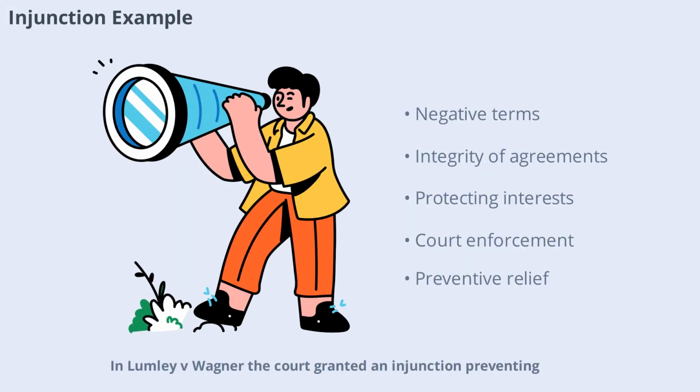In Lumley v. Wagner, the court granted an injunction preventing an opera singer from performing elsewhere, enforcing the negative terms of her contract. This remedy ensures that parties cannot act against their contractual promises, maintaining the integrity of agreements and protecting the interests of those relying on performance.